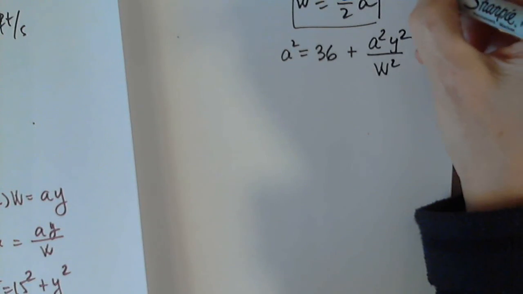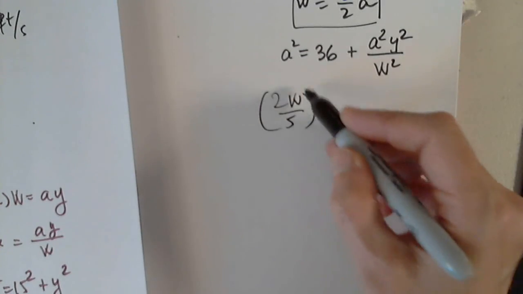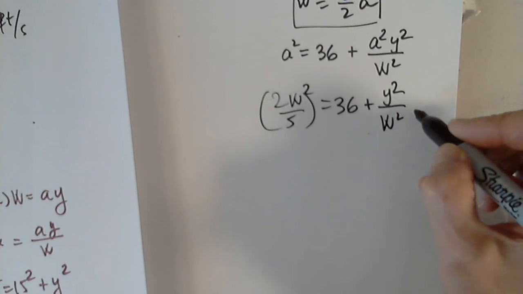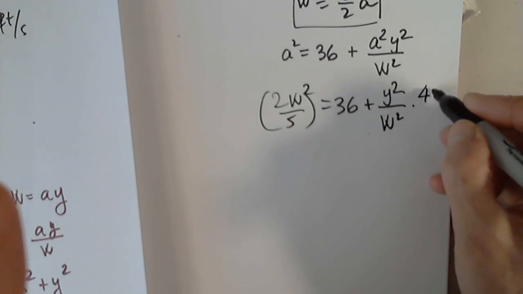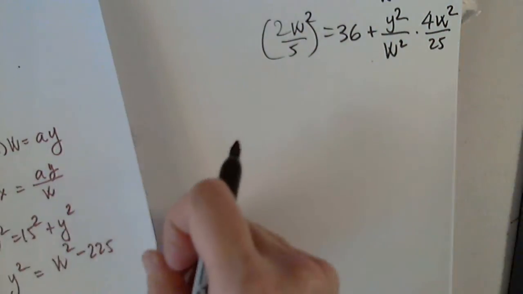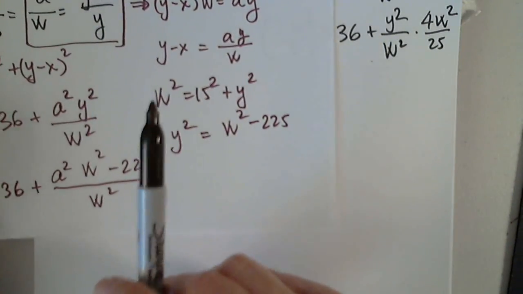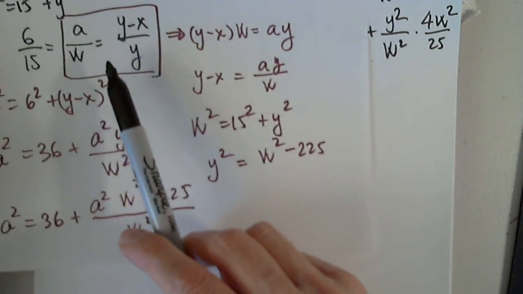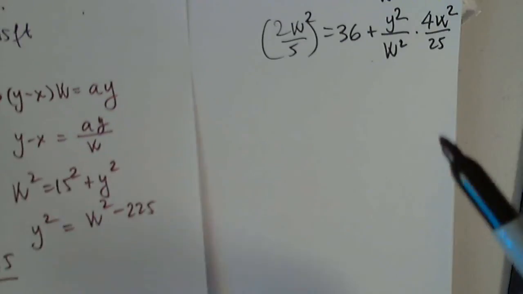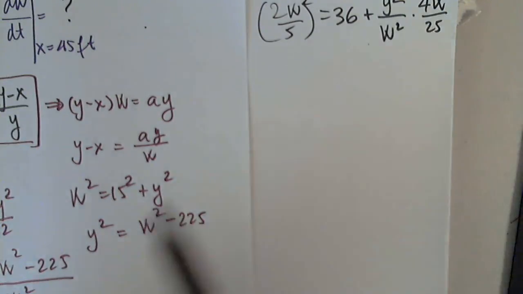Better to replace a from here actually, 2w over 5. So 2w over 5, everything squared equals 36 plus y squared over w squared times 4w squared over 25. And I need to express y in terms of x. That's the last thing I need, to express y in terms of x, to replace it here. And then differentiate. Because I don't want y. I don't want anything else but w and x in there.